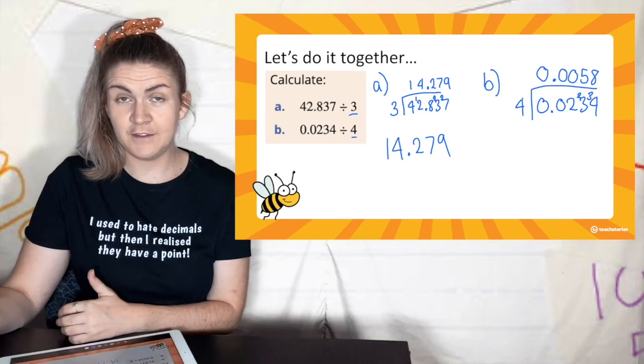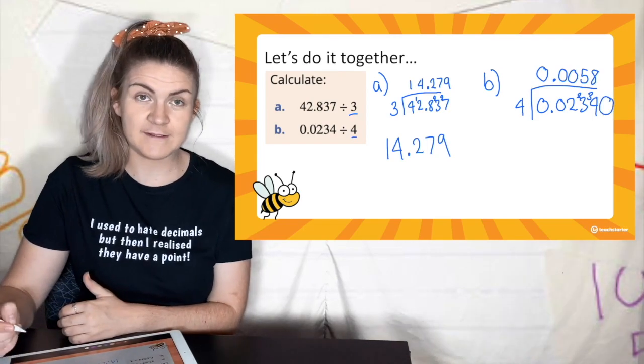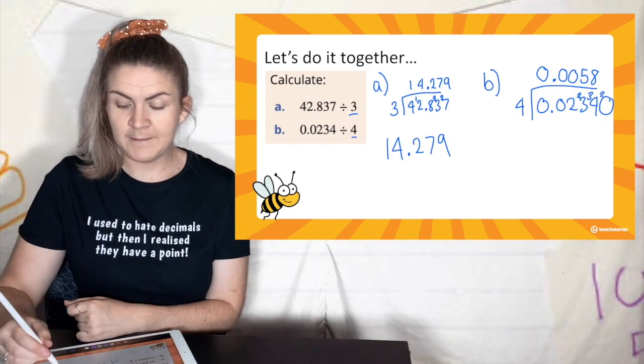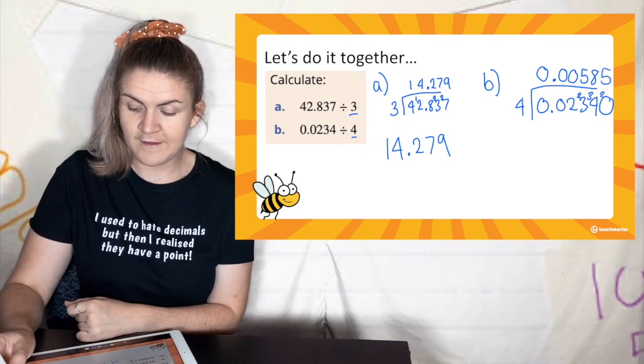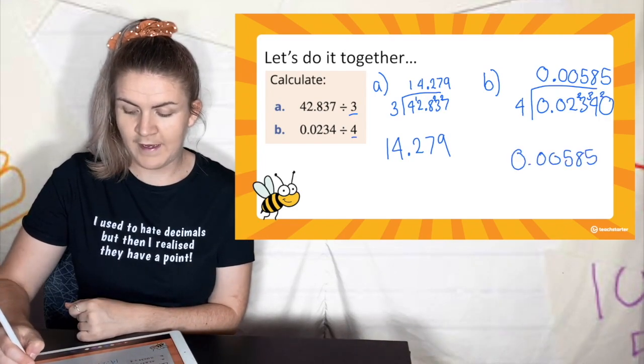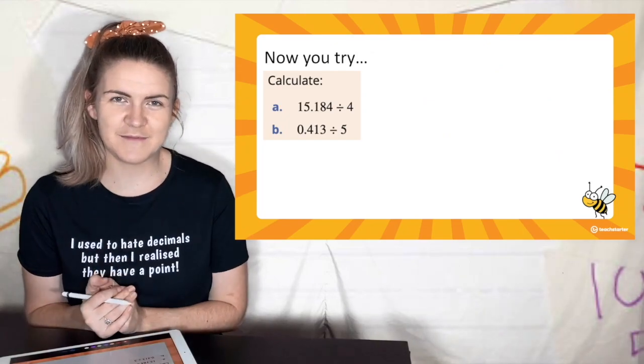I've got nothing to put the leftovers on, but remember I can have as many zeros as I want. So I'm going to put a little 0 there. Now, how many times does 4 go into 20? That's 5 times. So my answer is 0.00585. You try to divide some decimals by whole numbers.